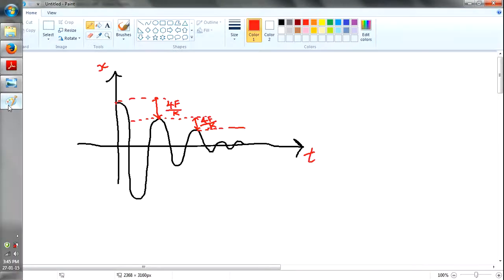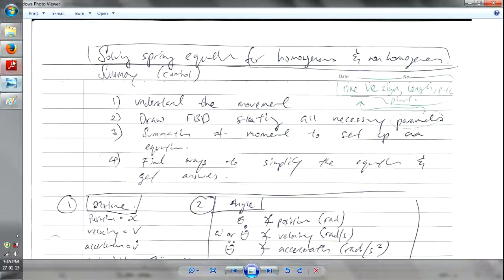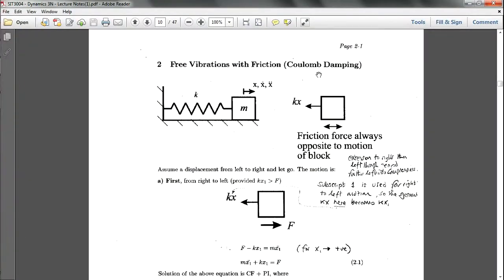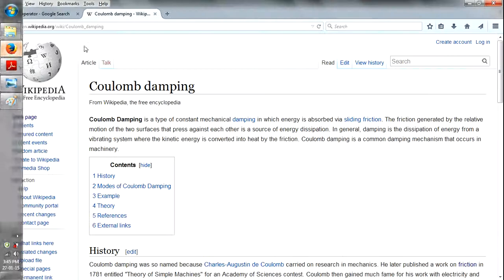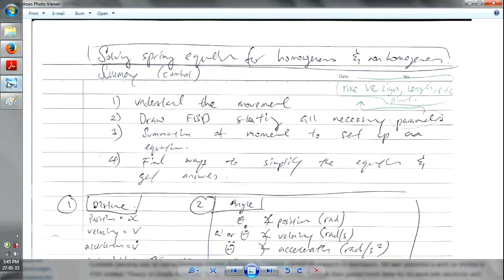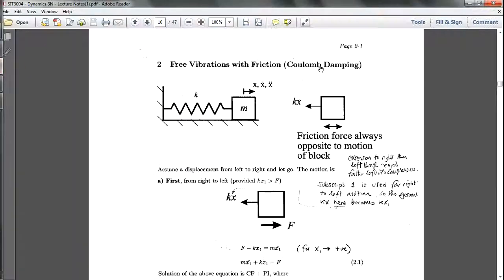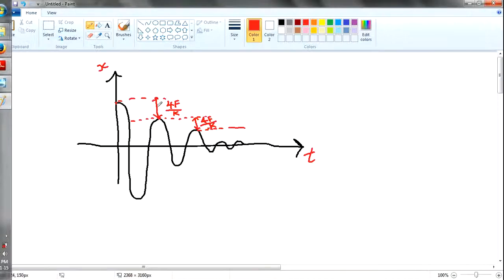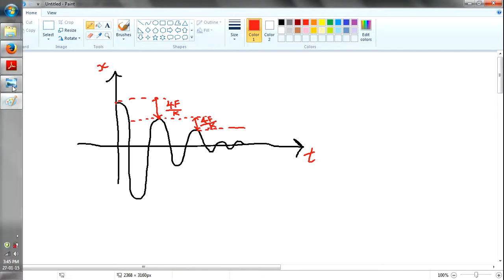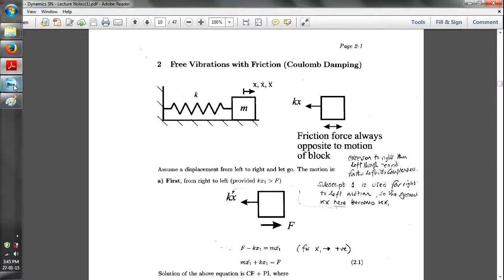So one thing to take home is that Coulomb damping is due to sliding friction, and the drop of the amplitude is 4f over k for only Coulomb damping. For other damping, the drop of amplitude should not be 4f over k, I think. So with this said, I'll just continue in the next video. This was a very quick introduction.